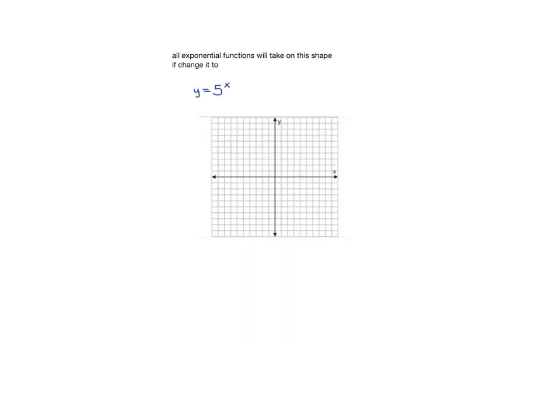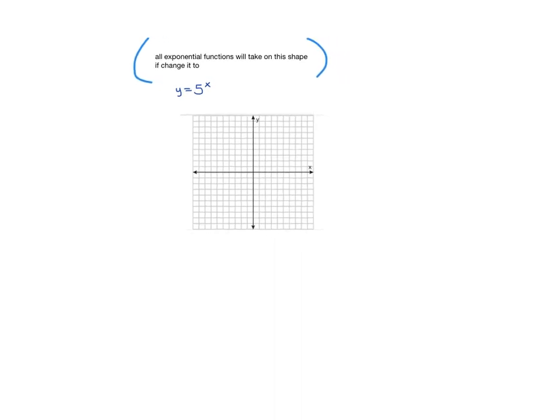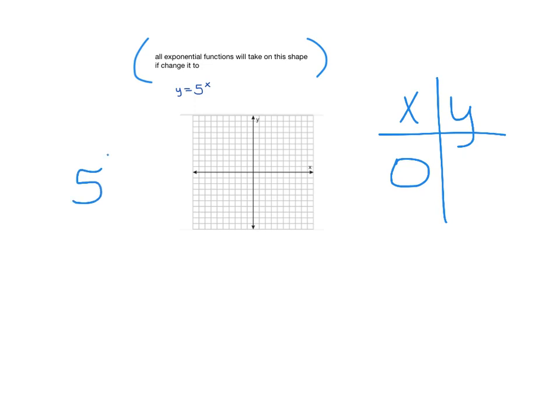Another one. Now, notice it's the same format. It's a base raised to a power that's a variable. Again, all of my exponential functions are going to take on the same shape, but what's going to change a little bit is when we plug in the different values. Always remember, when we do our table of values, when I plug in 0, anything to the 0 power is 1. So this ordered pair is going to stay the same for all of my exponential functions.